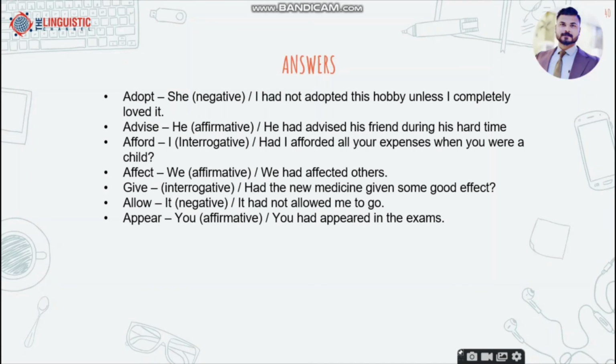I had not adopted this hobby unless I completely loved it. The first example that I have written, अगर आपने यहाँ पे कुछ और लिखा है तो that is still not wrong. अगर आपने formation सही follow की है, had लगाया है, negative में not लगाया है, verb की third form लगाई है, so the sentence is perfect. Next, he had advised his friend during his hard time. Next, had I afforded all your expenses when you were a child, and so on.